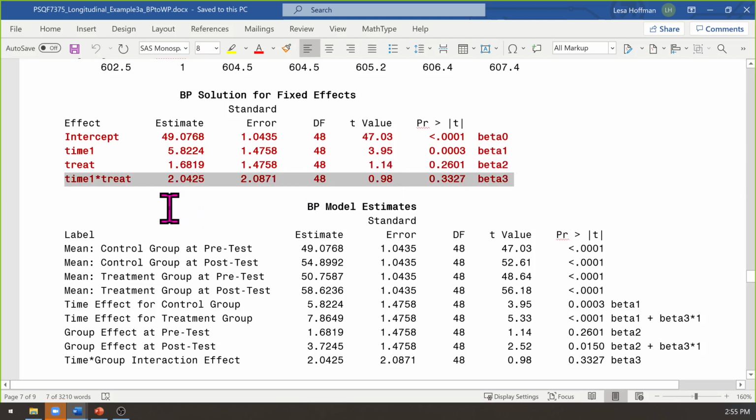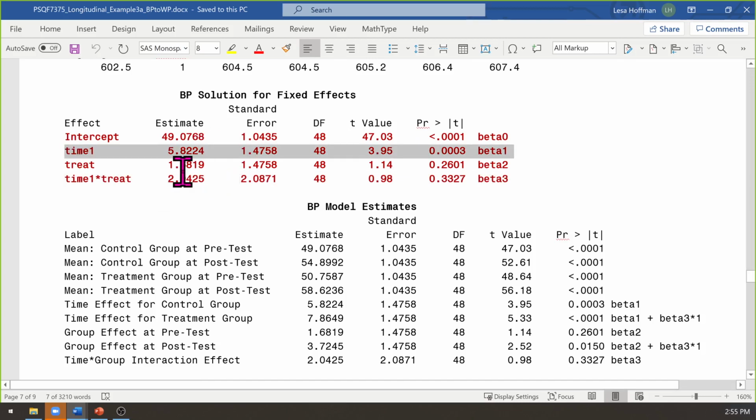Interaction term then. Interaction terms do one of 4 things. They take their main effects and they make them more positive, more negative, or less negative. So if I start with the effect of time in the control group is 5.8. The interaction term says that effect of time that is positive is more positive by 2 in the treatment group. So if I put those together, the effect of time in the treatment group is about 7.8. It is more positive according to this result.